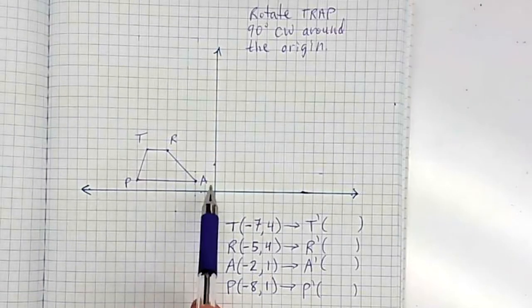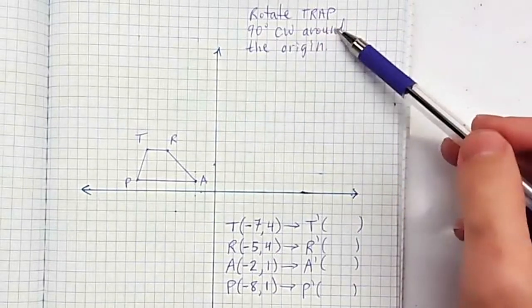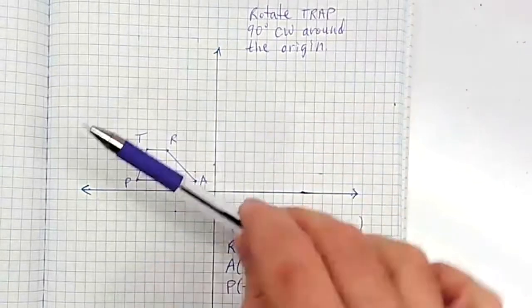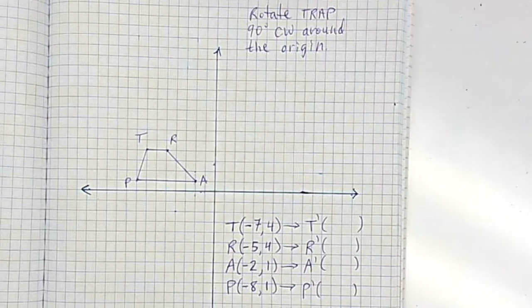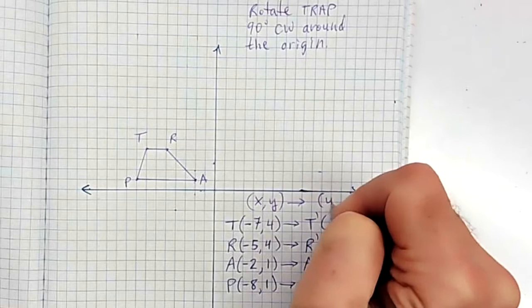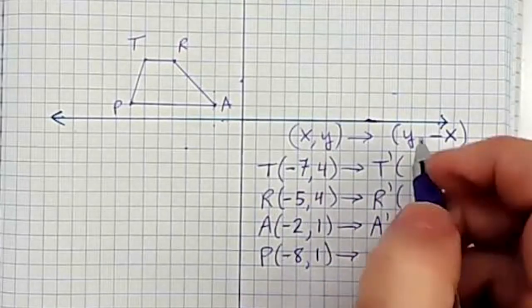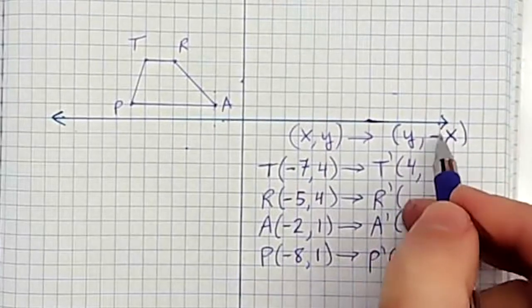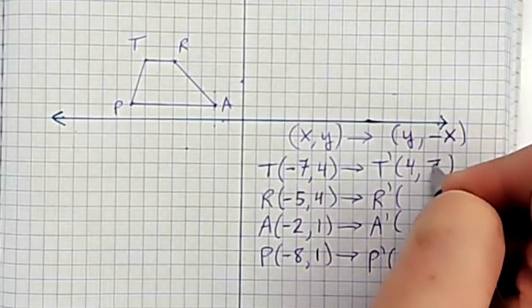All right, so let's look at this problem. We have trapezoid TRAP, and we want to rotate TRAP 90 degrees clockwise around the origin, right? So remember, clockwise is in the direction of a clock. I'm going to first show you how to do it with the rule, and then I'm going to show you how you can do it without explicitly using the rule. (x, y) is going to map to (y, -x). First comes our y, so in this case, I put the 4 first, and then I put the opposite of x. Well, my x is -7, so the opposite is +7, right?